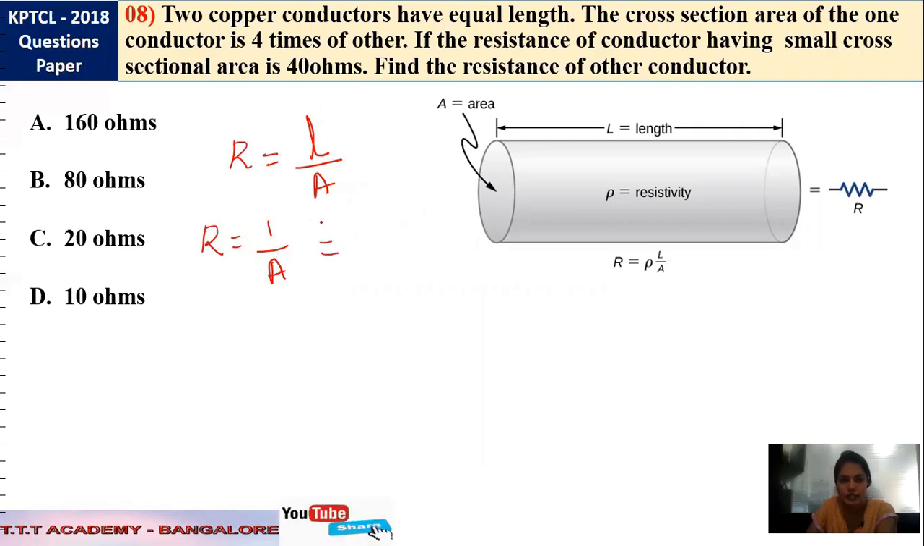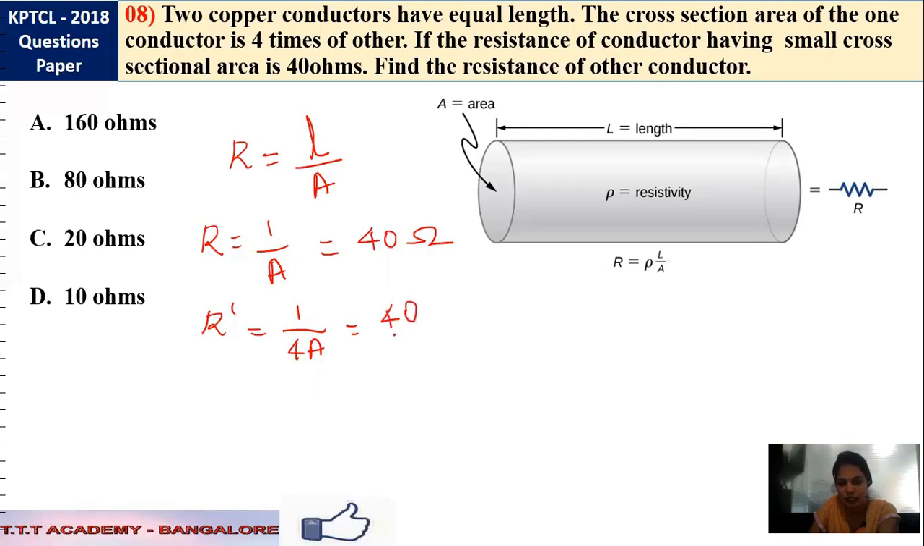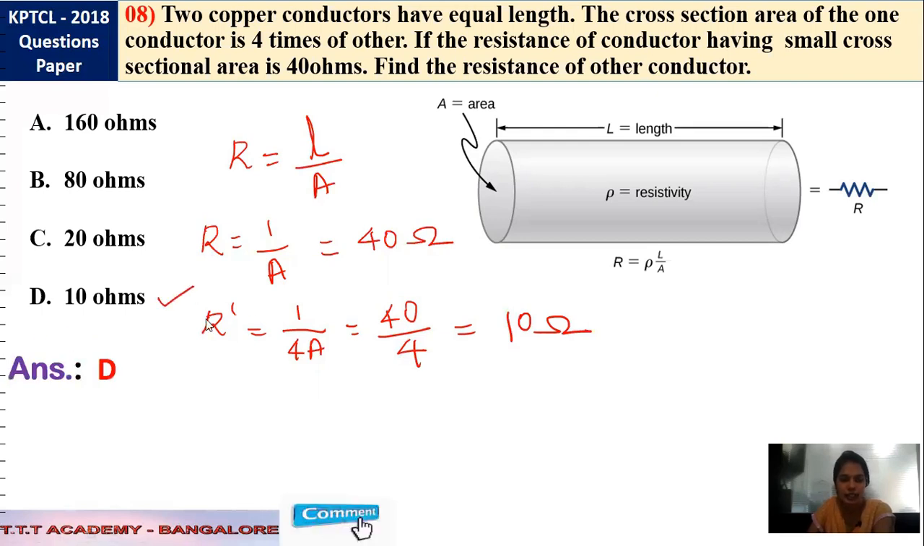So in first case, it is 40 ohms. So in the second case, A is 4 times of that. So I'm taking 4A. 1 divided by A is equal to 40 divided by 4. That is equal to 10 ohm. So the answer to this question is option D, 10 ohm.